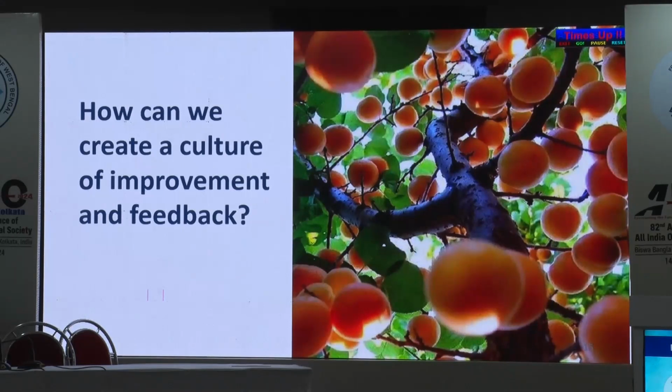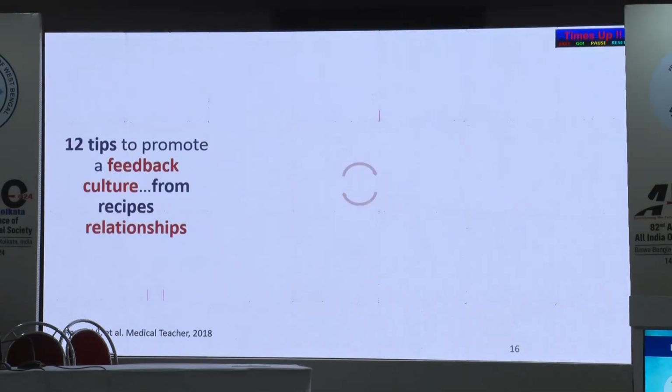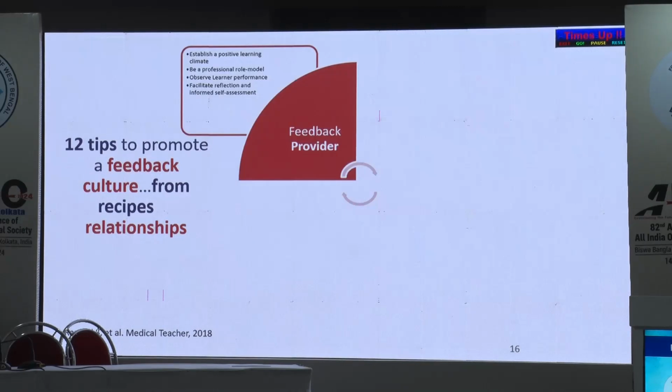How can we create a culture of improvement and feedback? 12 tips. On the side of the provider, on the side of the mentor, create this positive learning climate, be a professional role model. And we hear very much about being role models, and we all know that we ourselves as role models depend on the context. If we are hungry, if we are in a hurry, we aren't always the perfect role models, and we must think about that, and sometimes that can come up in a conversation with our mentees.